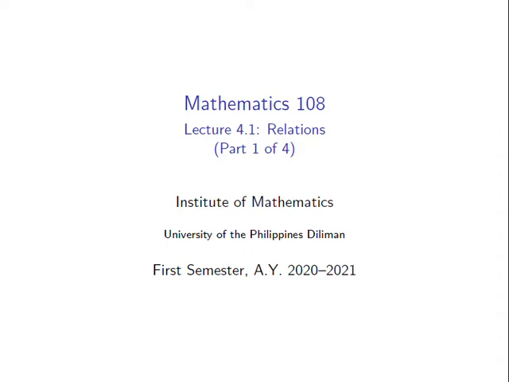This is part 1 of lecture 4.1, Relations. In this video, we will give the definition of a relation, the domain and range of a relation, and give examples of proofs of statements involving these concepts.